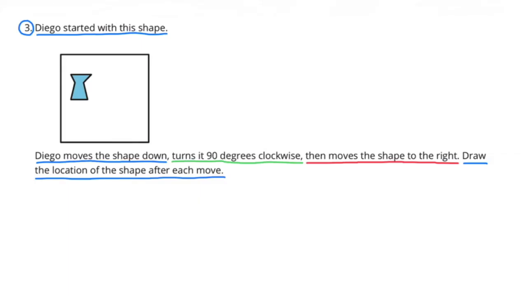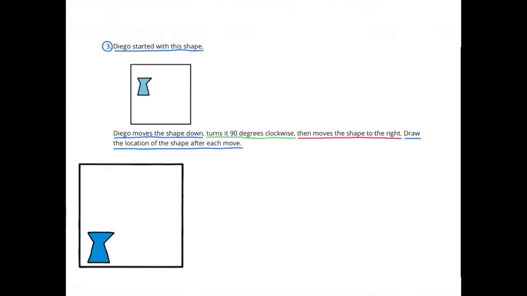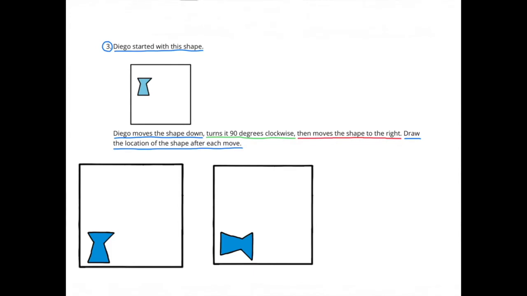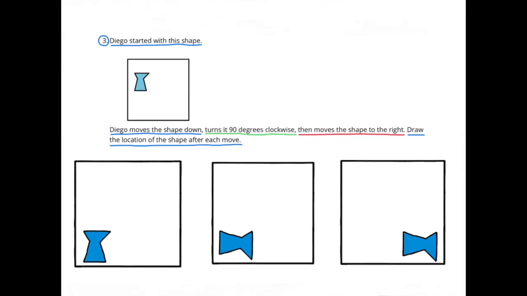Number 3. Diego started with this shape. Diego moves the shape down, turns it 90 degrees clockwise, then moves the shape to the right. Draw the location of the shape after each move. Here's a look at the location of the shape after each of the 3 moves.